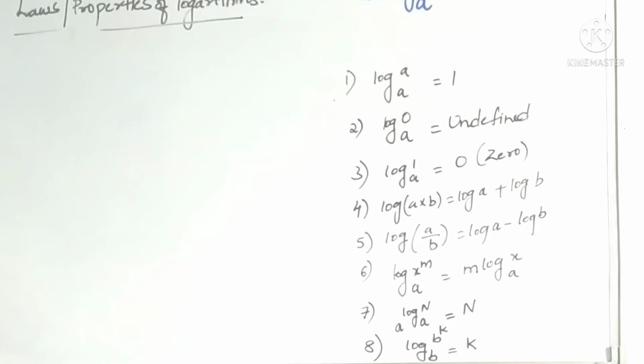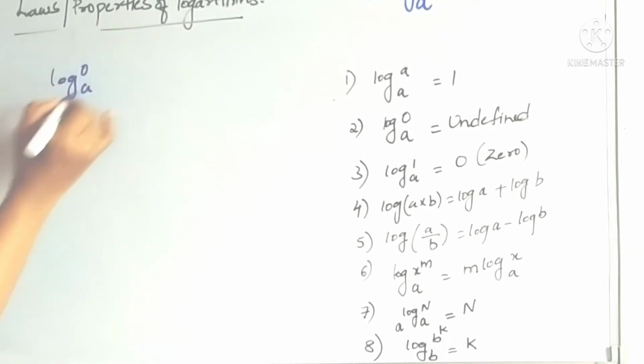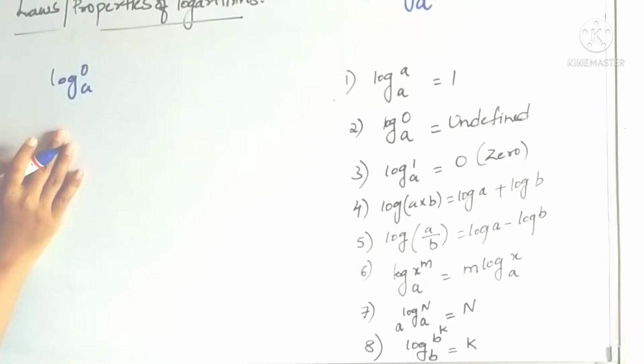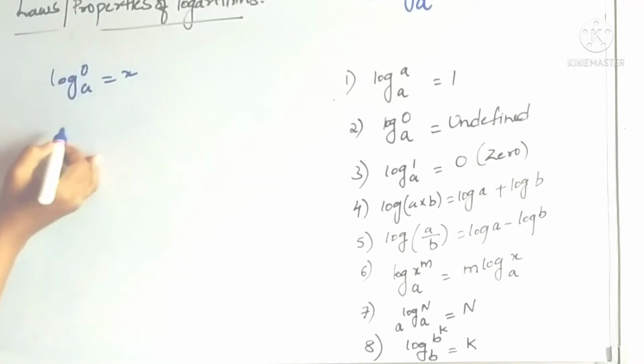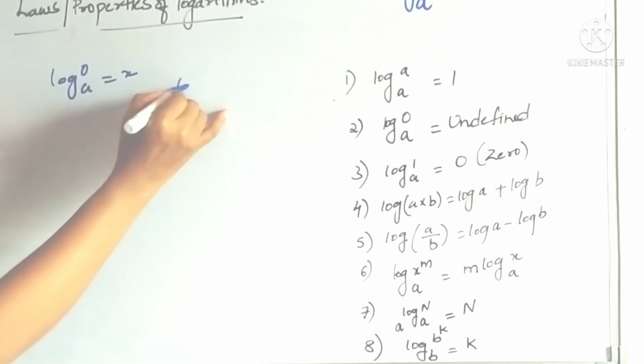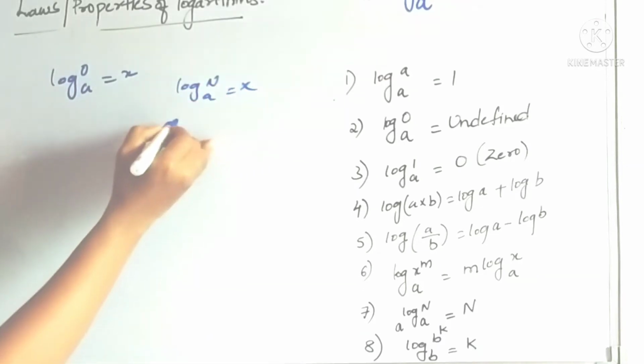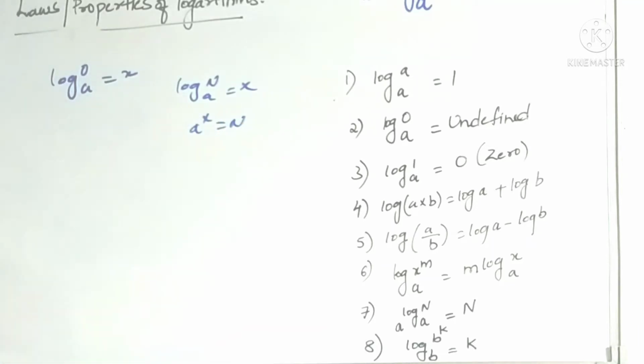Next we will see exponential form. Log n base a is equal to x means what is the exponential form? A power x is equal to n. Similarly here a power x is equal to 0. So this meaning is for what value of x the a power x value becomes 0, right?